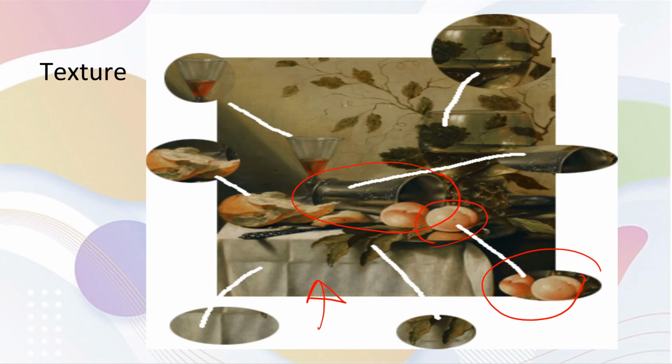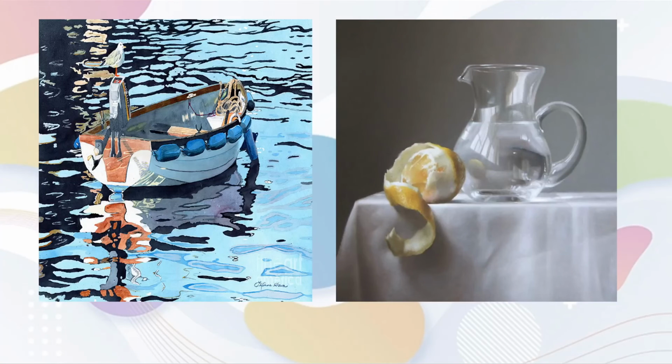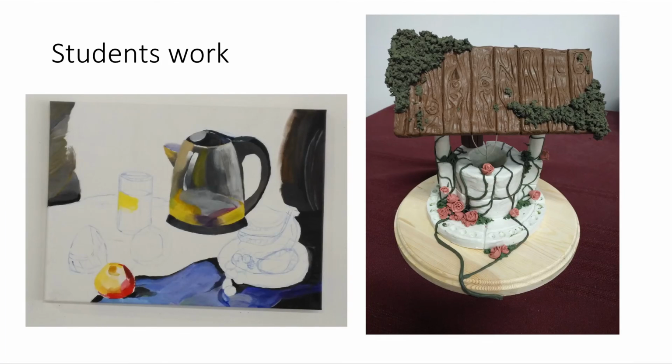Here are two examples of professional artwork showing different textures. The one on the left shows water texture, and the one on the right very successfully shows a glass holding water as well as an orange peel. Here are two students' artwork. The one on the left is a still life painting that shows the texture of the metal kettle very well. The one on the right is a clay model sculpture. The artist did a wonderful job at clearly showing the wood texture here, the leaves, and the beautiful roses.